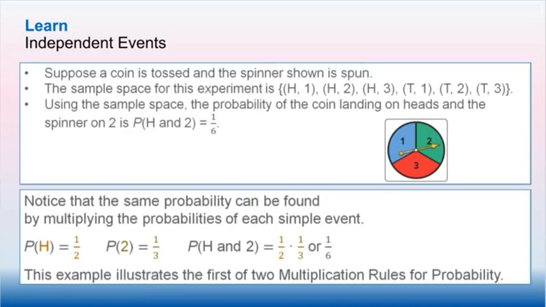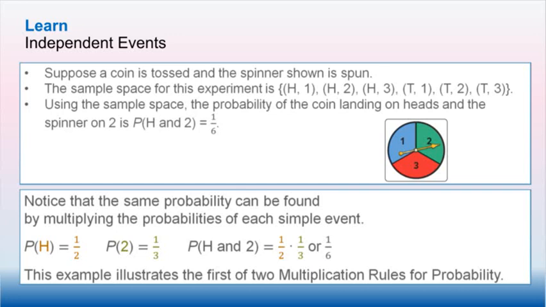Suppose a coin is tossed and the spinner shown is spun. The sample space for this experiment is heads 1, heads 2, heads 3, tails 1, tails 2, tails 3. Using the sample space, the probability of the coin landing on heads and the spinner on 2 is 1 out of 6. There are 6 possible outcomes. Only one of them has heads 2.